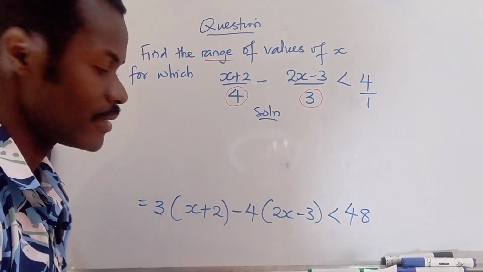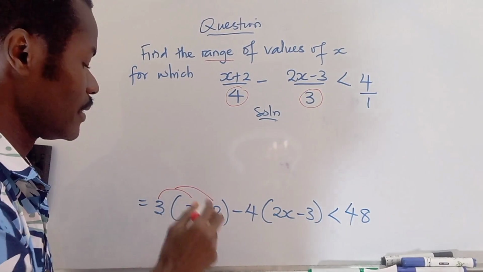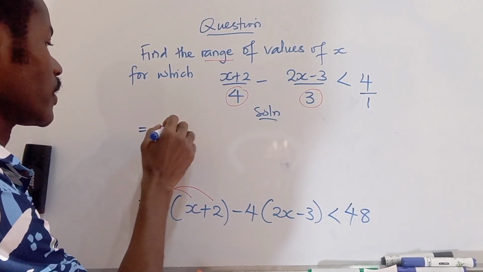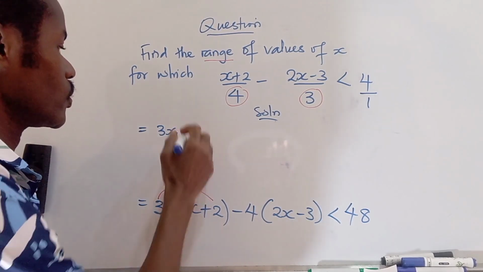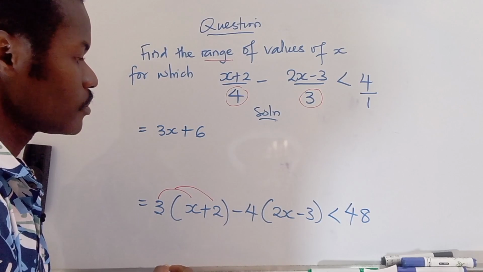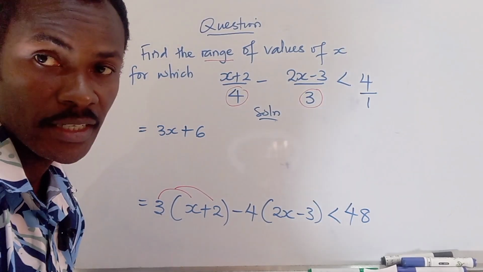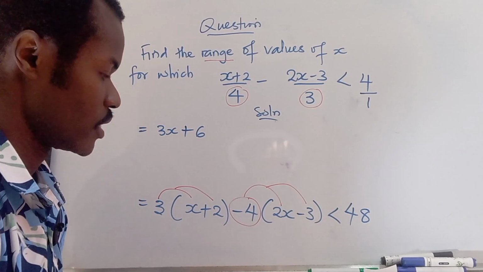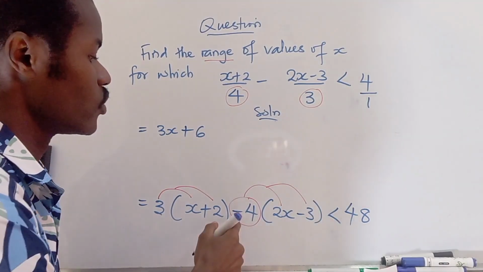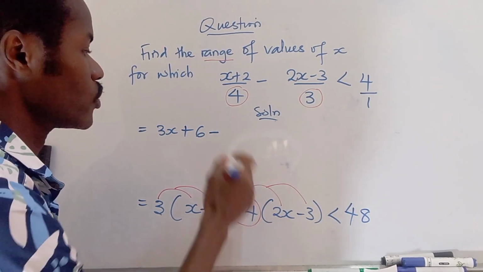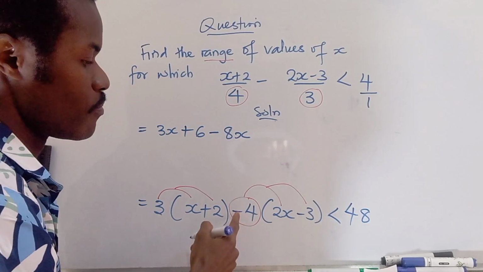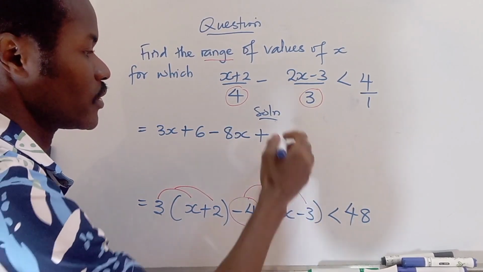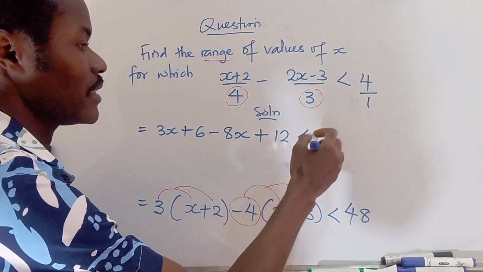So let's open the brackets. Now 3 is going to multiply this and this. So let's see what that gives us. 3 times x is going to give us 3x, and 3 times plus 2 is going to give us plus 6. Now we are also going to do the same with the second bracket. So minus 4 is going to times this and this. Minus 4 times 2x is going to give us minus 8x. Minus 4 times minus 3: minus times minus is plus, and 4 times 3 is 12. So we have less than 48.